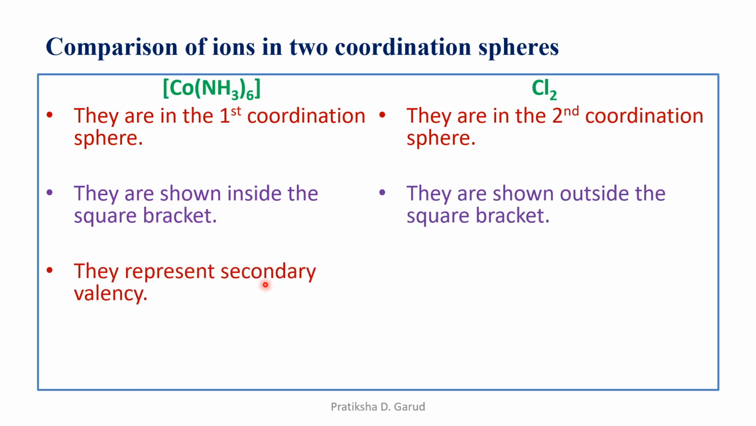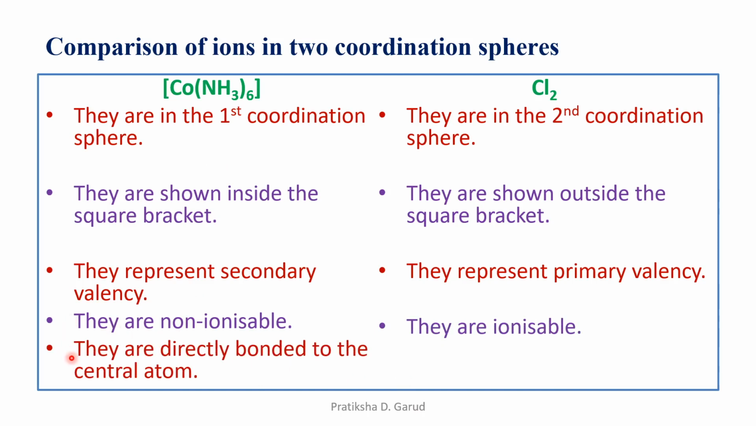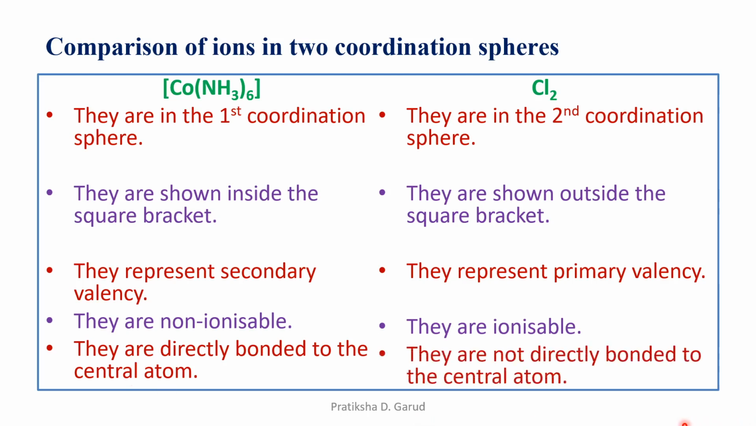Now these represent the secondary valency. The Cl2 represents the primary valency. Then these are non-ionizable, whereas the Cl2 are ionizable. And lastly, we can say that this Co(NH3) is directly bonded to the central atom, whereas these are not directly bonded to the central atom. So this is the difference between the first coordination pair and the second coordination pair.